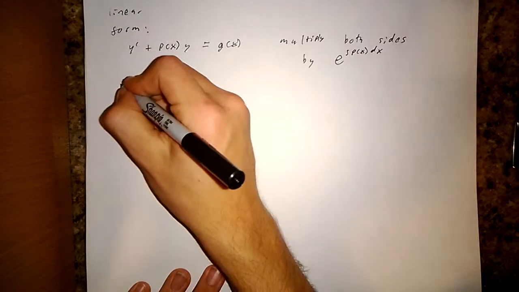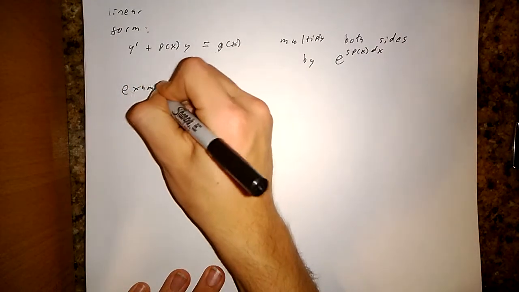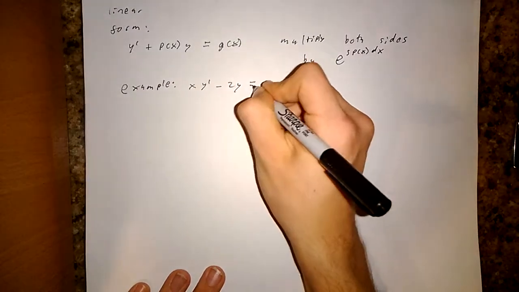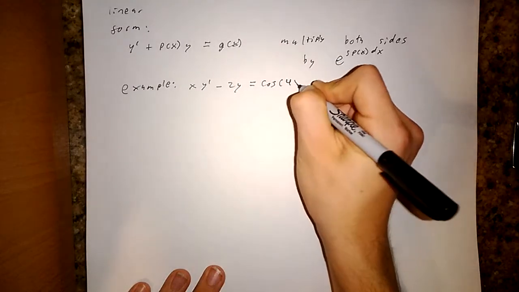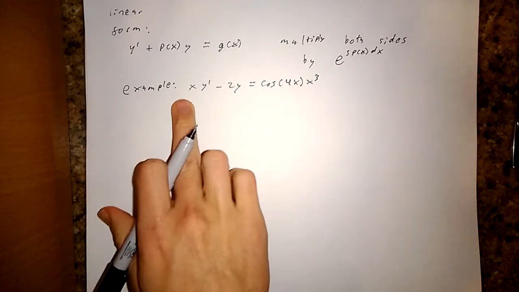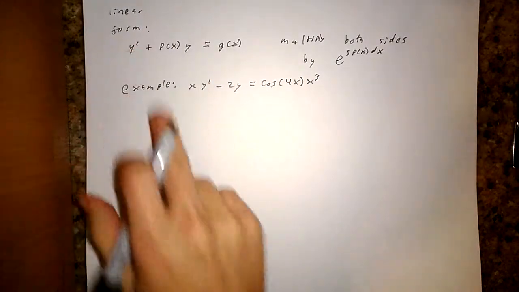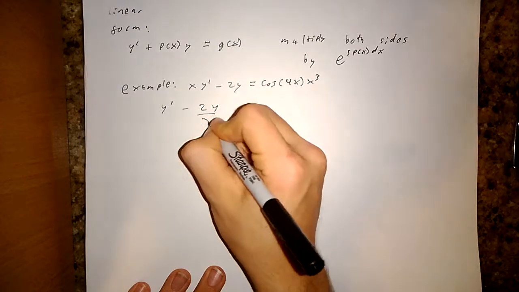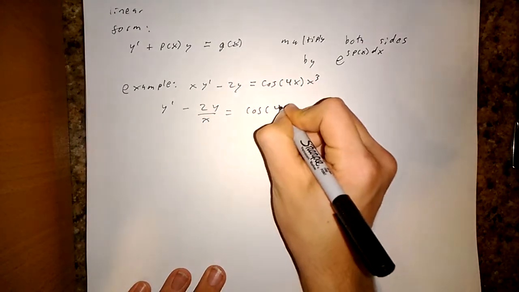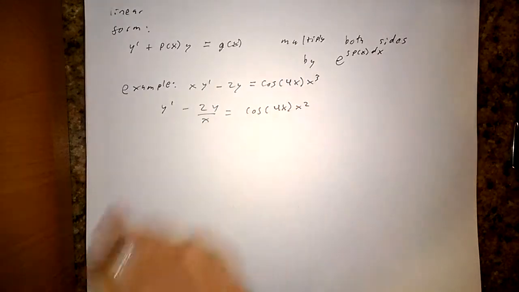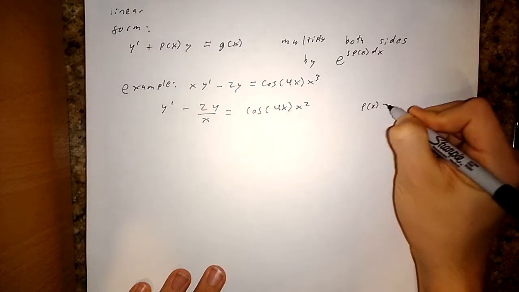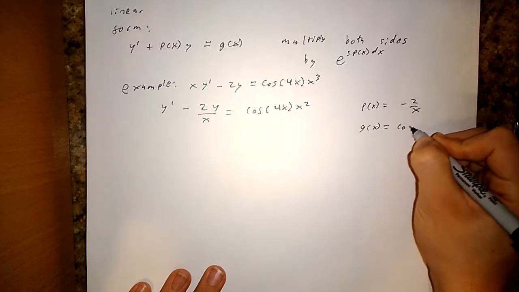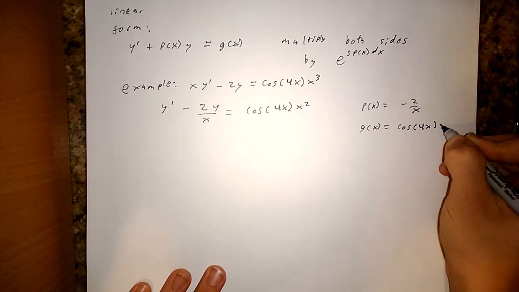So I'm just going to do an example because it's the easiest way to explain. We're going to have x y prime minus 2y equals cosine of 4x times x cubed. Now, the first step is going to be putting it into this form. You see how there's no x there? Well, we're going to have to divide by x. Y prime minus 2y over x equals cosine 4x times x squared. So our p of x is going to be negative 2 over x. And our g of x is going to be cosine of 4x times x squared.